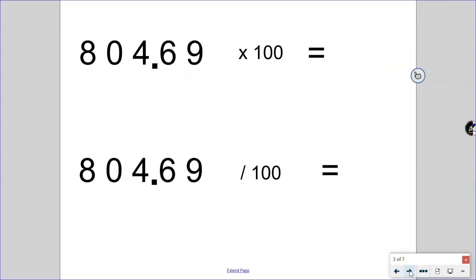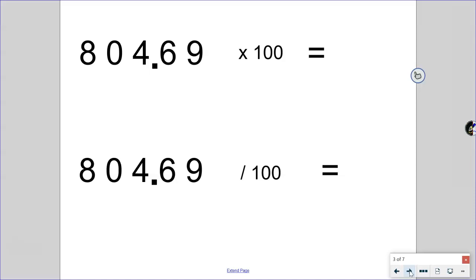All right, let's take a look at another one. This time, we're going to take 804 and 69 hundredths, and we're going to multiply it by 100 and then divide it by 100. So for the first one, we're adding that number 100 times, which is a lot. But we know that if we're multiplying by 100, that we can simply take that decimal point and shift it two places to the right.